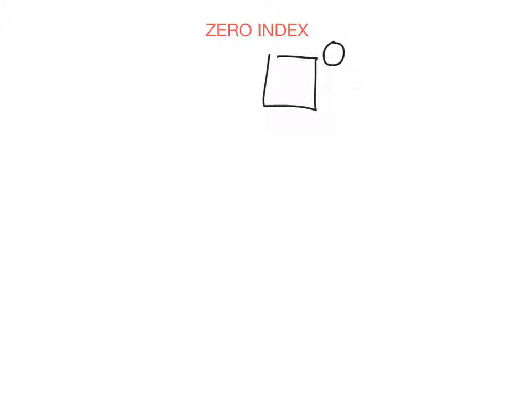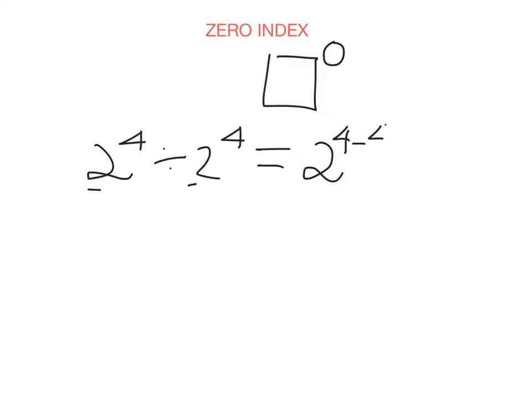So let's consider something like this. 2 to the power of 4 divided by 2 to the power of 4. So from the previous lesson, remember that when we're dividing bases, so we've got the same base here, we keep the base and we subtract the powers. So 2 to the power of 4 divided by 2 to the power of 4 equals 2 to the power of 0, because 4 minus 4 is 0.